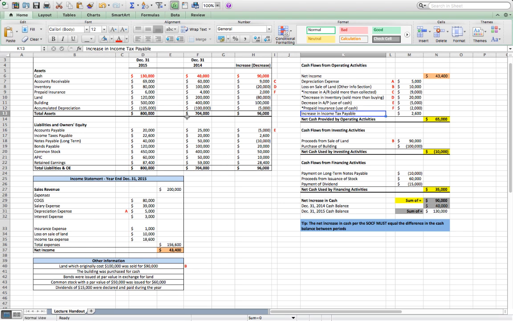The last one for operating activities is the increase in income taxes payable. Similar to the decrease in accounts payable that we were discussing, in this situation you had an increase in income taxes payable. Therefore, you will increase the cash flows provided from operating activities. This is because you did not pay cash to decrease the payable. Since your payable increased, you actually saved cash because you did not pay back that balance that you owed.